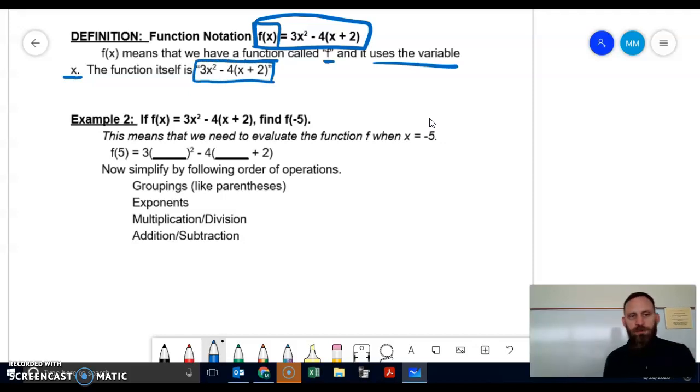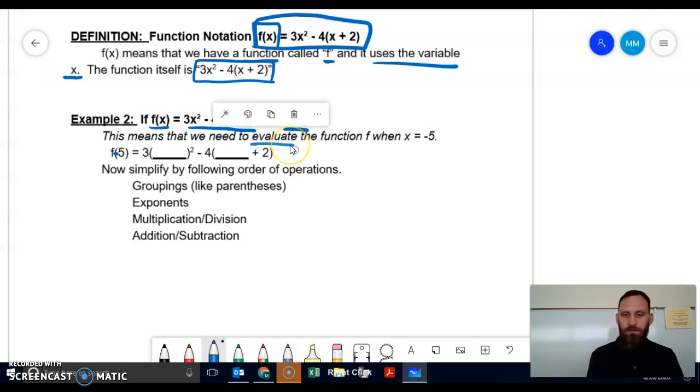Okay, so then our example for evaluating with function notation says if f of x equals this, find the value of f of negative 5. Well, f of negative 5, I just realized I'm missing a negative there. F of negative 5 tells me to evaluate the function when x equals negative 5. Because you see here, x is in the parentheses with f, and in what we're asked to find, negative 5 is in parentheses with f. And all that means is put negative 5 in place of x. You're going to, in other words, substitute negative 5 in for x.